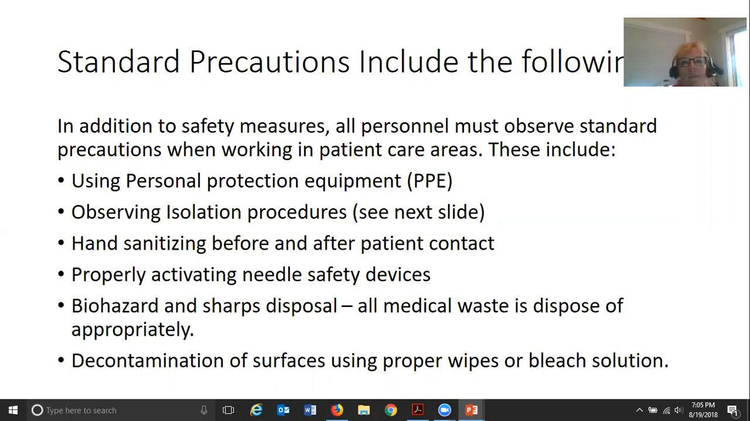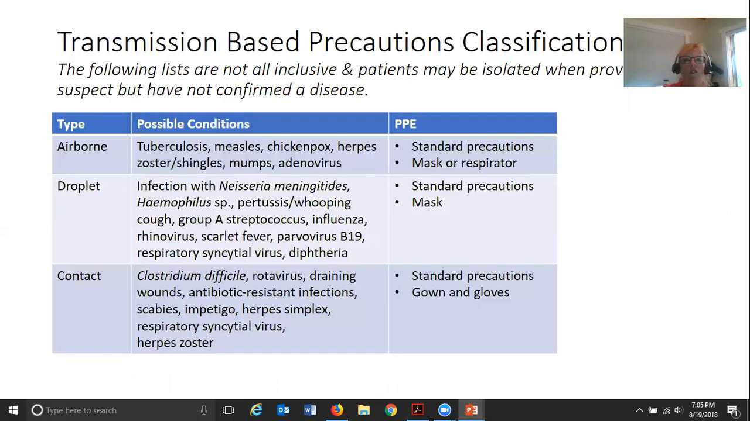Other things that are standard precautions are needle safety devices, biohazard and sharps disposal, and disposal of all medical waste appropriately, and then decontamination of surfaces using proper wipes or bleach solution for a set amount of time. So we need to get germs off surfaces also. So when we talk about transmission-based or standard precautions guidelines, remember that this list is not all-inclusive. Patients may be isolated sometimes before we even know what's wrong with them because we suspect certain things, and then the isolation may change depending on what we find out after they get into our facility.